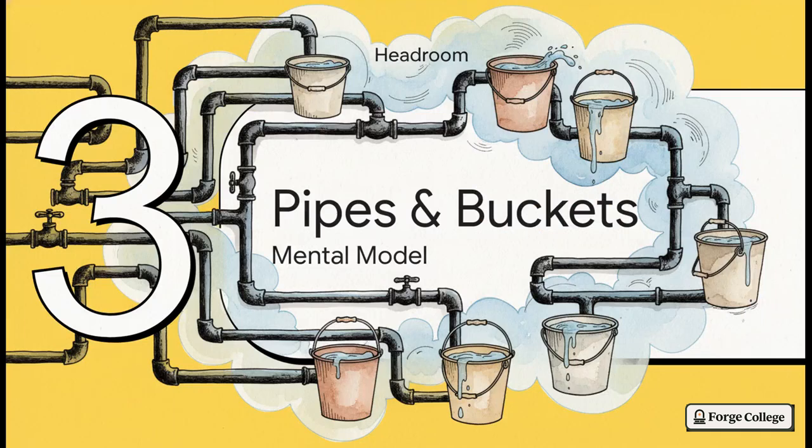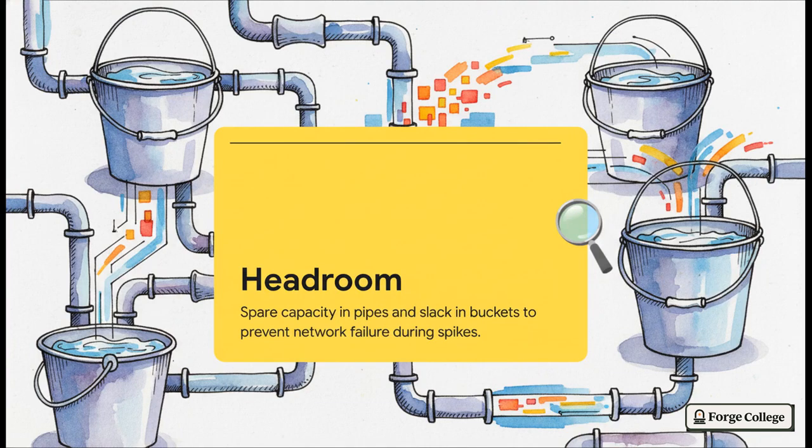All right, Section 3, pipes, buckets, and headroom. To make this abstract network stuff crystal clear, we need to talk about a concept called headroom. Before building anything, every good engineer plans for it. Headroom is simply the spare capacity in your pipes and the extra slack in your buckets. You absolutely need this so your digital pipes don't burst, or in network terms, crash or severely delay, when traffic gets unexpectedly heavy due to a sudden burst of transactions.